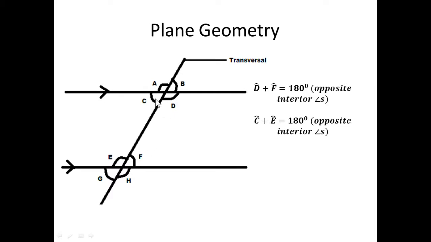That is, this angle C here and angle D here are interior angles. So the addition of this and this will give us 180. The addition of angle F and angle D also will give us 180 degrees because they are opposite interior angles. So we are going to use that to solve this question now.